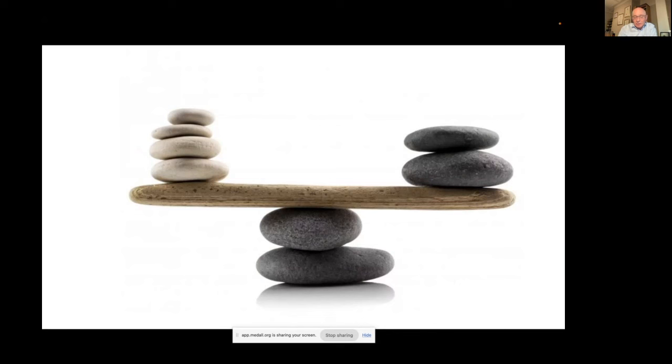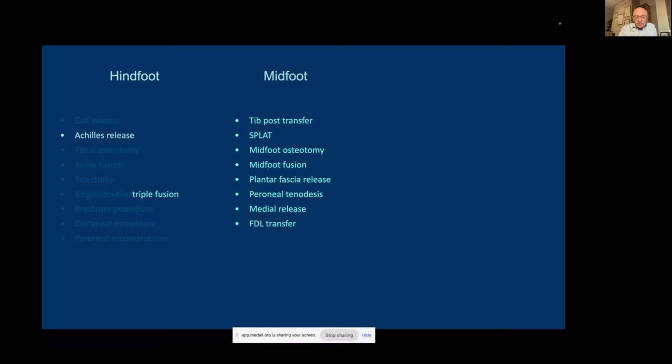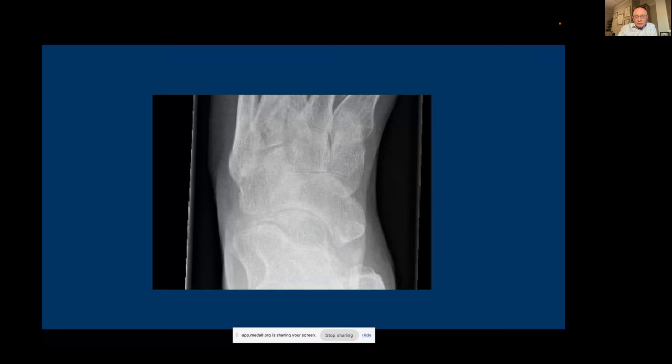So with these sort of patients, balance is really important. Don't just do bony corrections. Always think about soft tissues as well. So I think, again, decision for him, easy. Achilles release, you could see how tight his Achilles were. Triple fusion, I think, again, is an easy decision to correct him. But we've got to correct him.